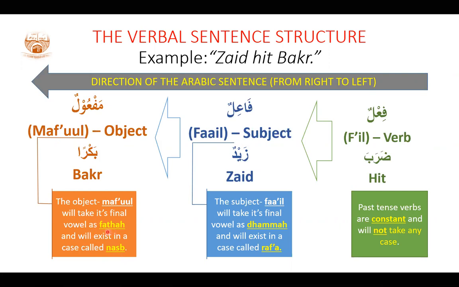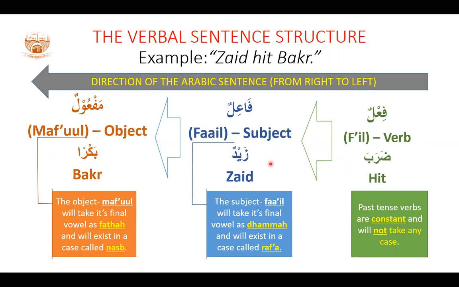The vowel fatha. So take note of these three main parts of the verbal sentence again: the fi'l, the fa'il, and the maf'ul. The verb, subject, and object. And as we have a sentence here, for instance, Daraba Zaidun Bakran. What is there for agreement?